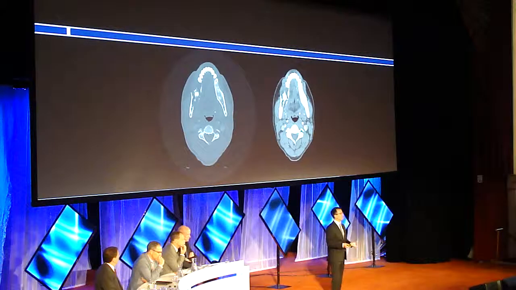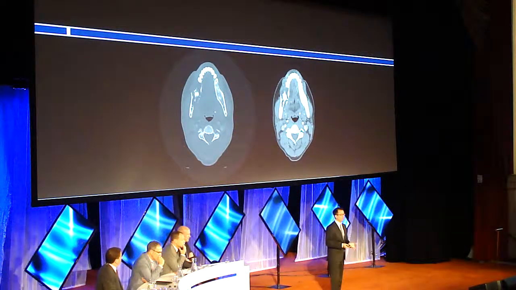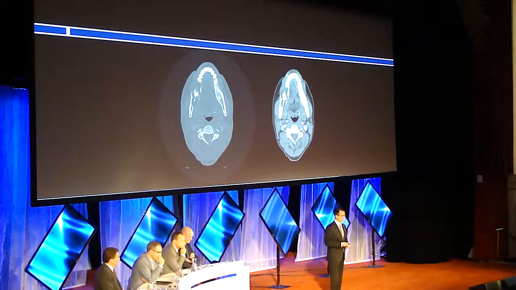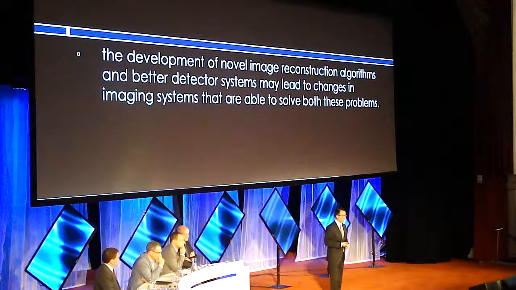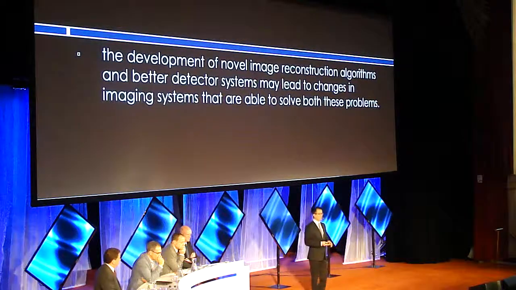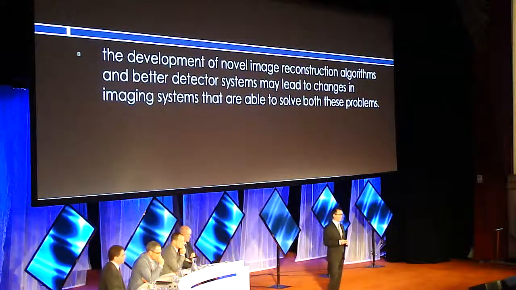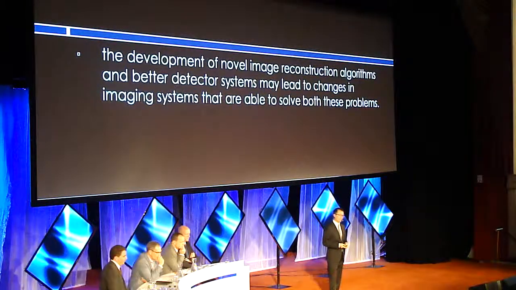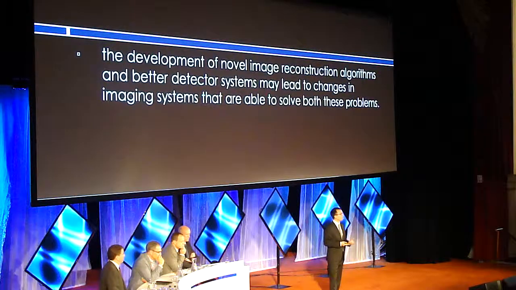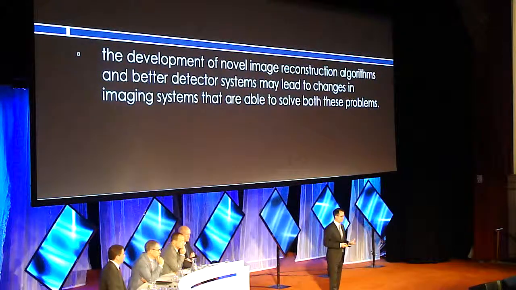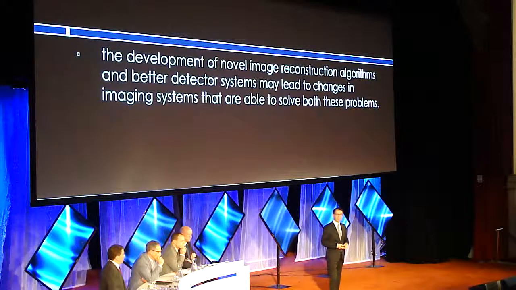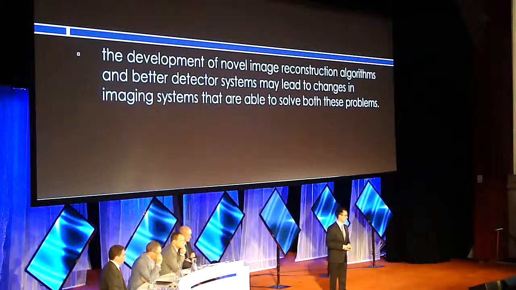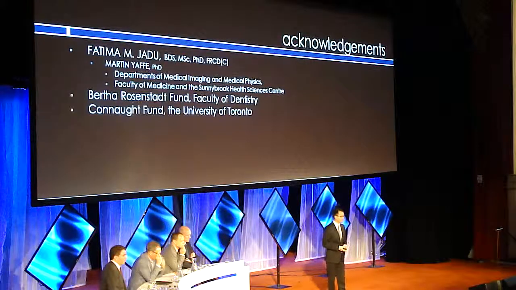So you get a lot more information about the interaction of soft tissues with adjacent soft tissues in medical CT, and perhaps in the future we will be able to incorporate this type of technology into newer cone beam systems. Certainly, most of this is really in the hands of computer engineers, and the development of novel reconstruction algorithms and in fact better detector systems for our CT systems may lead to better imaging systems that will allow us to solve both of these problems. Thank you very much.